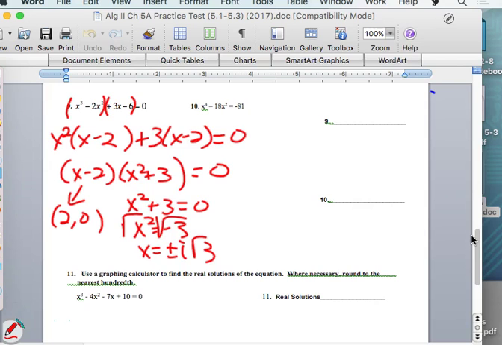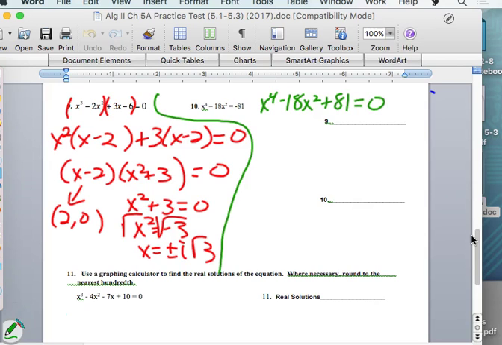Cool. Let's go after number 10. All right, something just looks wrong about number 10. What's wrong with it? Gotta have a 0. Yeah, that 81 needs to move over. So x to the 4th minus 18x squared plus 81 equals 0.